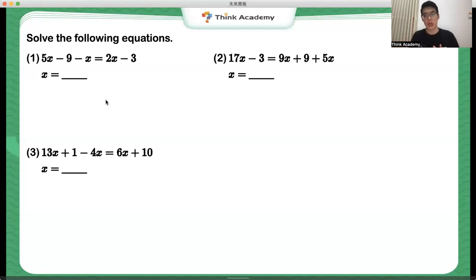Okay, so for the questions which we have more than 1 x terms, I need to split them up. And by splitting them up, I mean that I want to put all the x terms on one side and all the number terms on the other. Okay. But then the first step is always to operate the terms that you can.